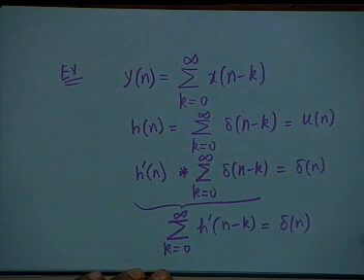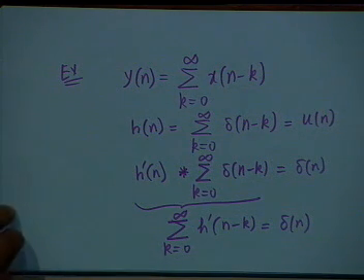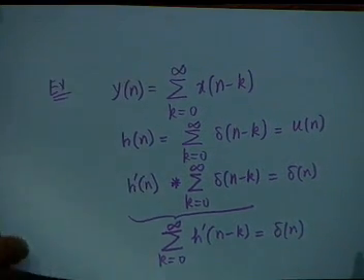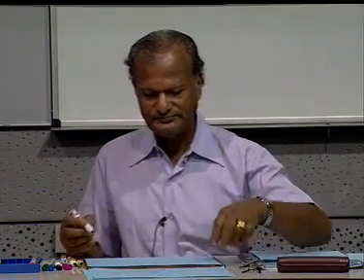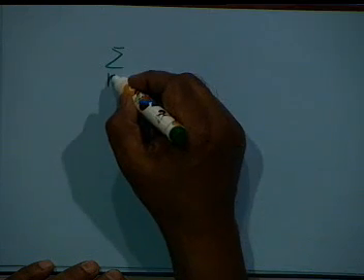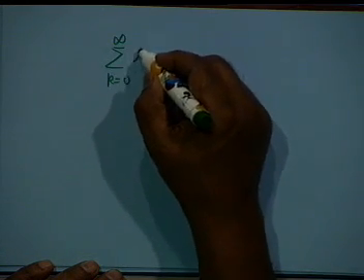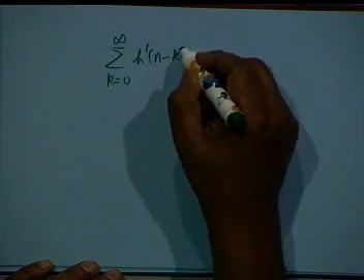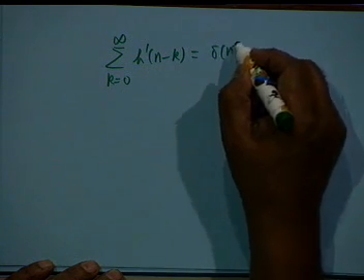Let's expand this equation. I'll write it again. Summation k equal to 0 to infinity h prime n minus k equal to delta n.